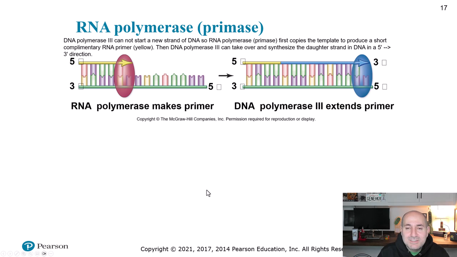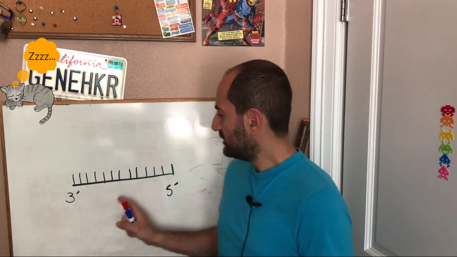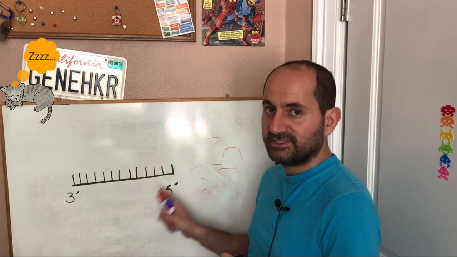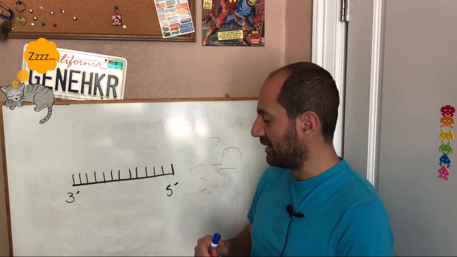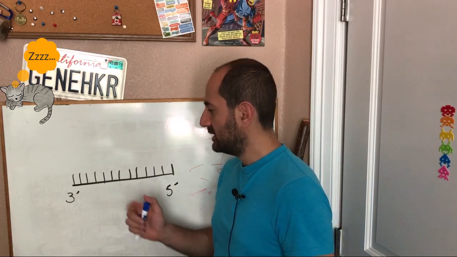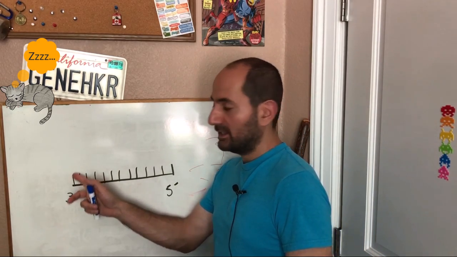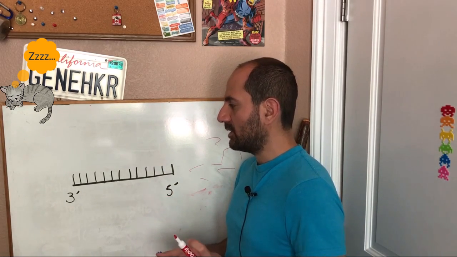I know this is a little bit confusing, so let's head to the board and talk about it step by step and come back. All right, so here I'm going to explain how we copy DNA. If we have a single strand of DNA, what you need to understand is this, something needs to happen. You would think DNA polymerase 3 would attach to the DNA and copy the DNA, right? But that's actually not what happens.